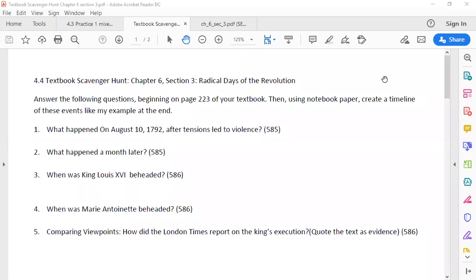All right, guys. 4.4, Unit 4, Section 4, Scavenger Hunt. It's over Chapter 6, Section 3 of the book. I hope that's not confusing. The Radical Days of the Revolution.